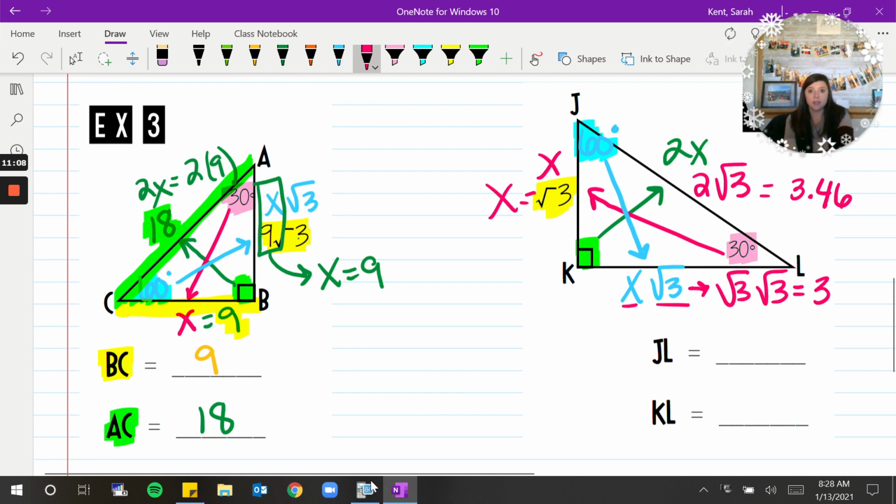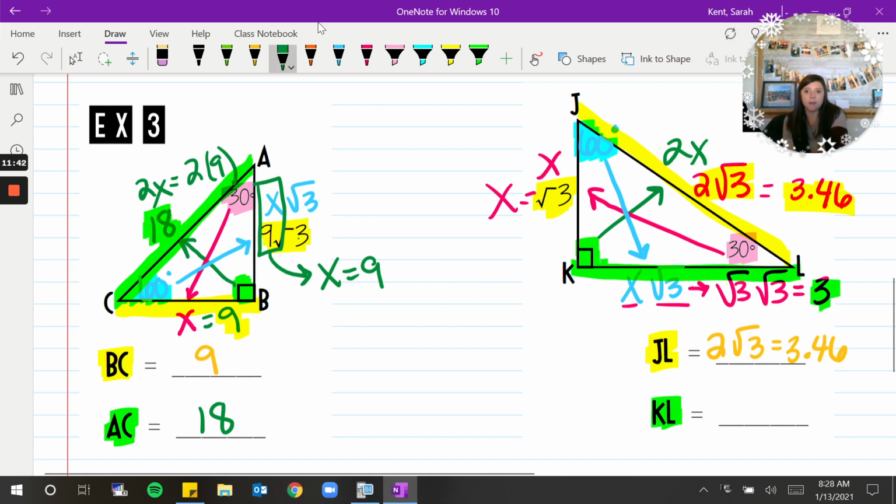So, let's see, first it wants J to L. So J drop down to L is the 2 square root of 3, or you can put 3.46. They both work. So I'm going to put them both. 2 square root of 3 equals 3.46. On your practice, just put 1. Don't put them both. And then the last blank is KL. So K over to L is where we ended up with 3.